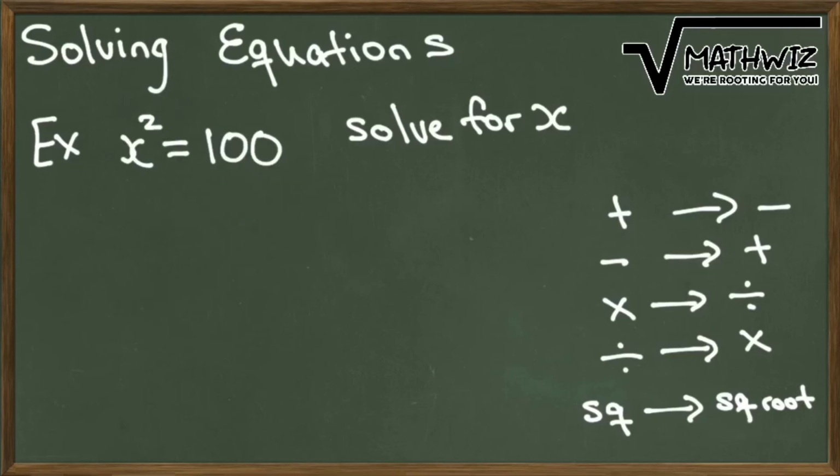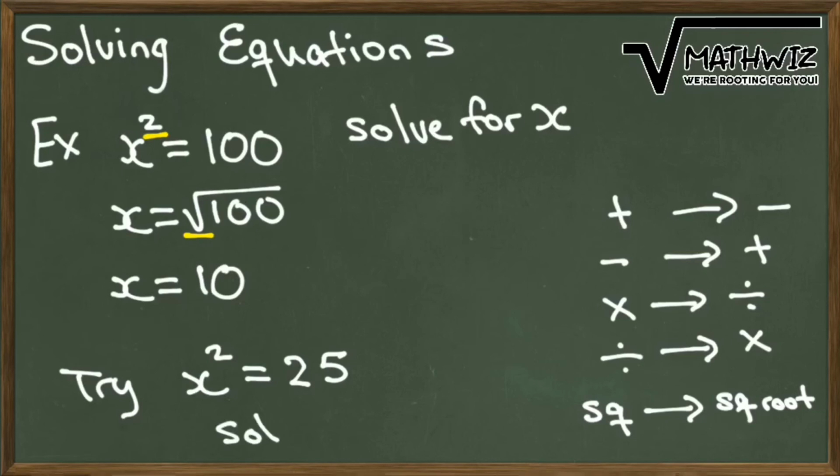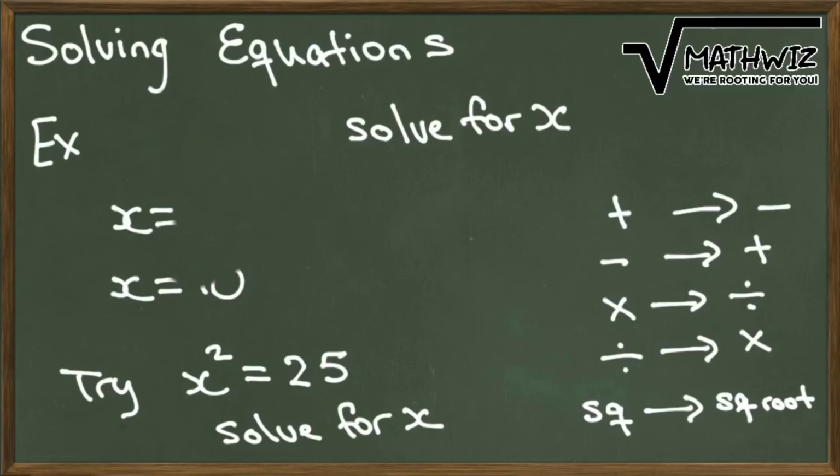For our second example, let's say we had x squared is equal to 100 and we need to solve for x. Similarly, to get rid of the square, we have to apply the square root to the opposite side. And the square root of 100 is simply going to be 10. So you can go ahead and try: if x squared is equal to 25, I want you to solve for x. You can pause the video, show your working, and then press play to get the solution.